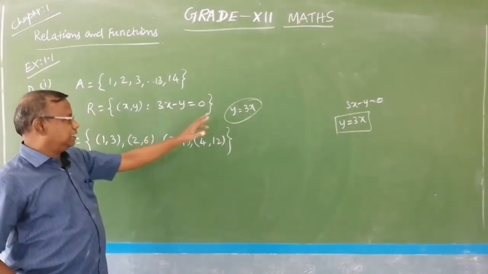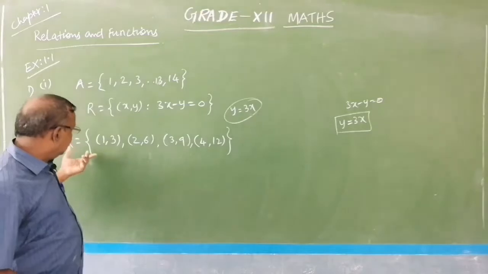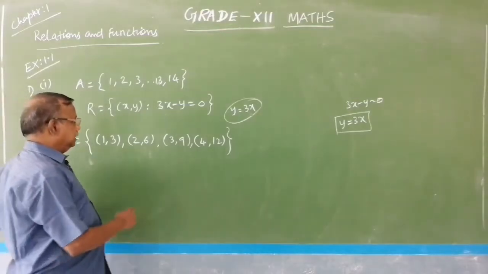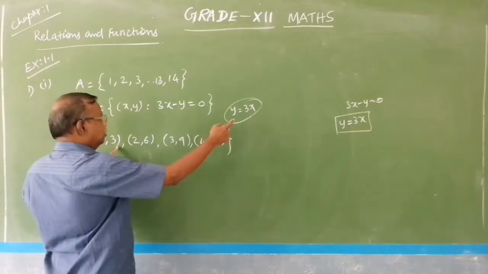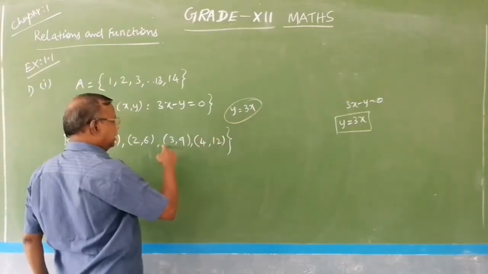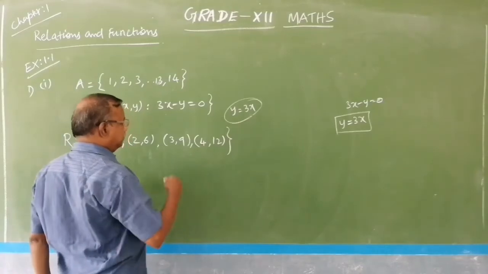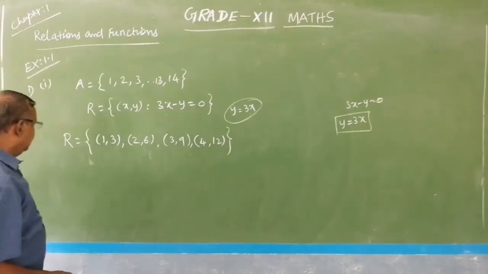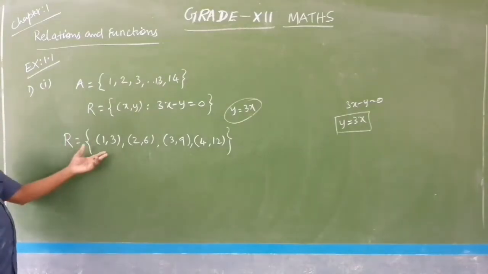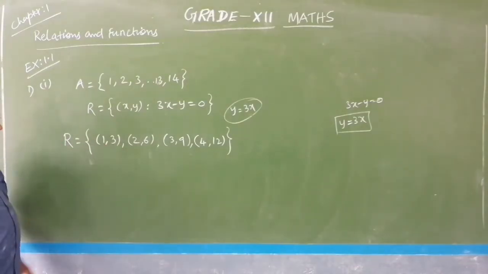I have rewritten it like this in order to write the elements in R. So here substitute 1: 3 ones are 3, so 1 comma 3, 2 comma 6, 3 comma 9, 4 comma 12, and if you take 5, 3 fives are 15, and 15 is not an element of A. So the relation in set A has the elements 1 comma 3, 2 comma 6, and so on.